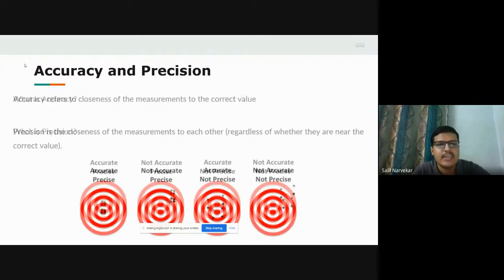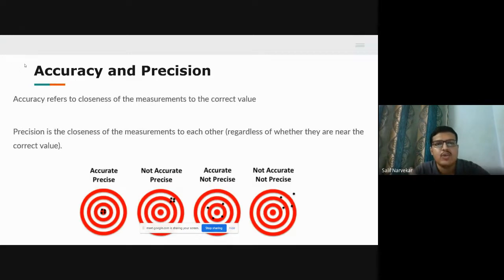Accuracy refers to the closeness of the measurement to the correct value, and precision is the closeness of the measurements to each other, regardless of whether they are near the correct value. In the examples highlighted here, the first is accurate and precise. We want the bullseye, we are getting it, and it's also precise because all of the measurements are close to each other. The second one is not accurate, but it's precise because all the measurements are close to each other.